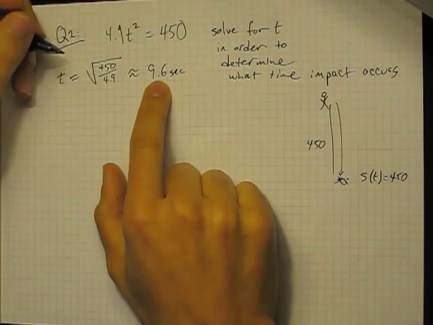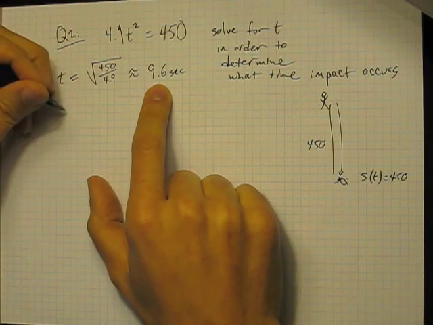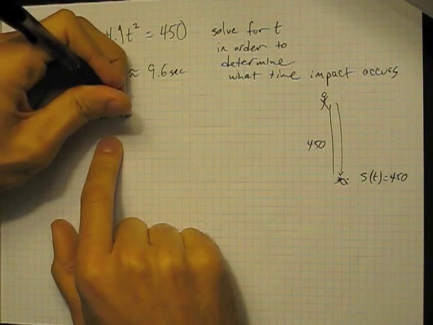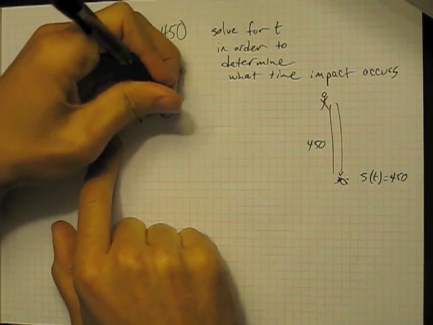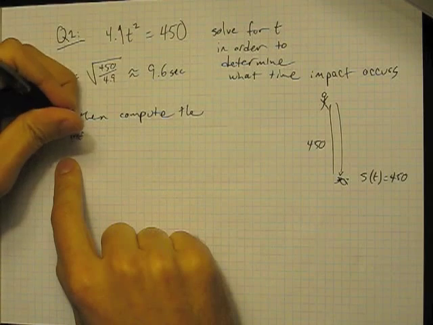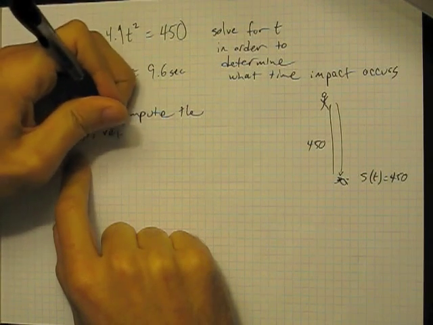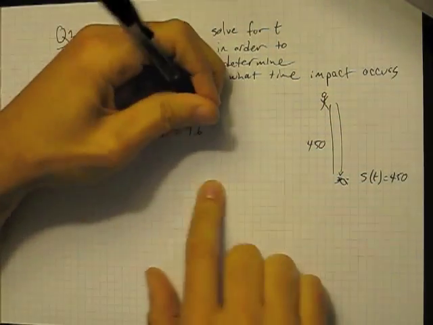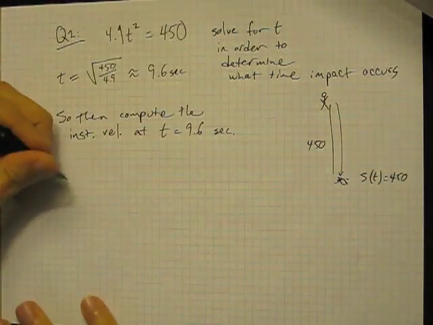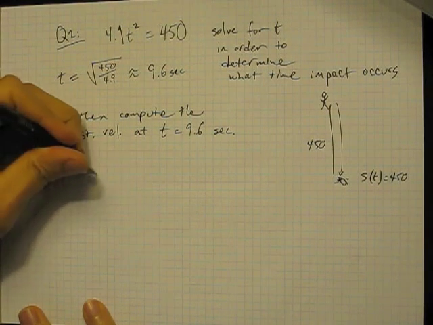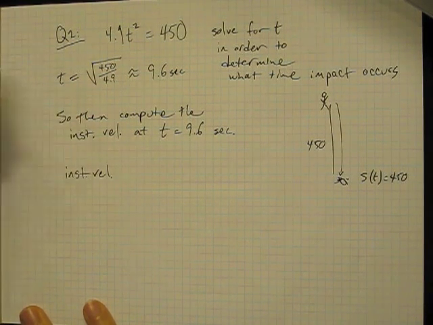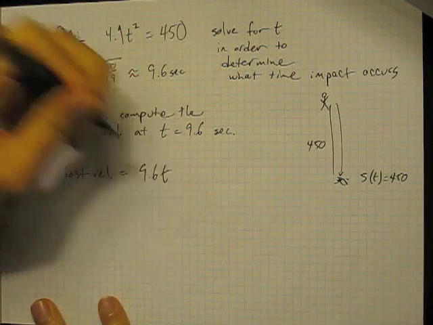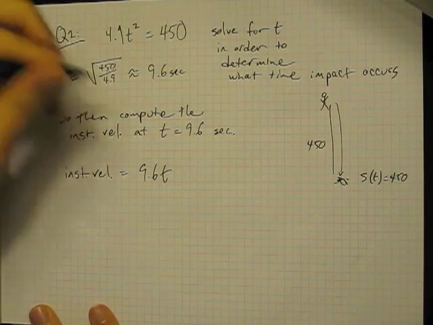Now we want to know what is the instantaneous velocity at 9.6 seconds. So compute the instantaneous velocity at time equals 9.6 seconds. But we have our formula for the instantaneous velocity. Remember, the instantaneous velocity, we computed it in the last example, was just equal to 9.6 times t, or 9.6 times a.